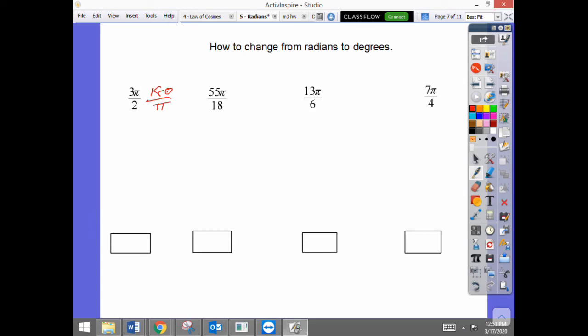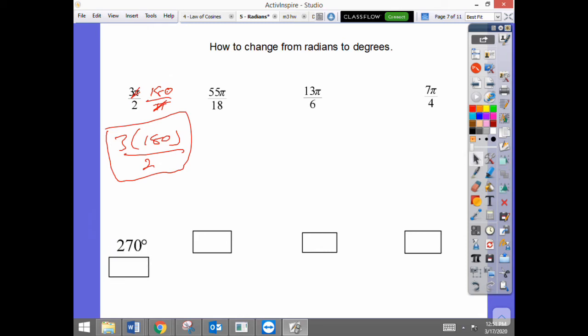What happens here is these pi's divide out. So really what I have here is 3 times 180 divided by 2. Get your calculator out. I would enter that in just like that. And our answer right here should be 270 degrees.